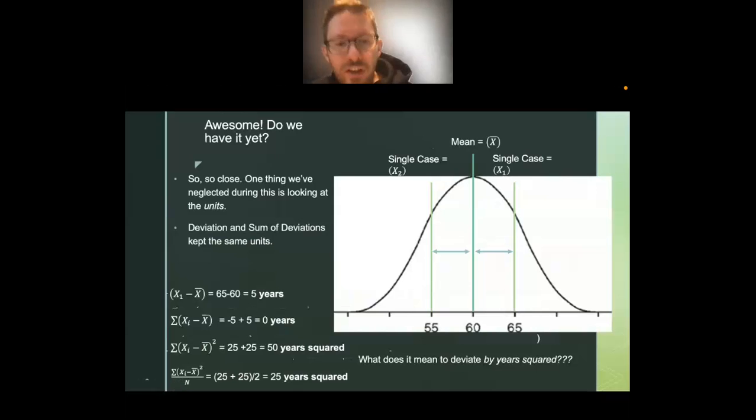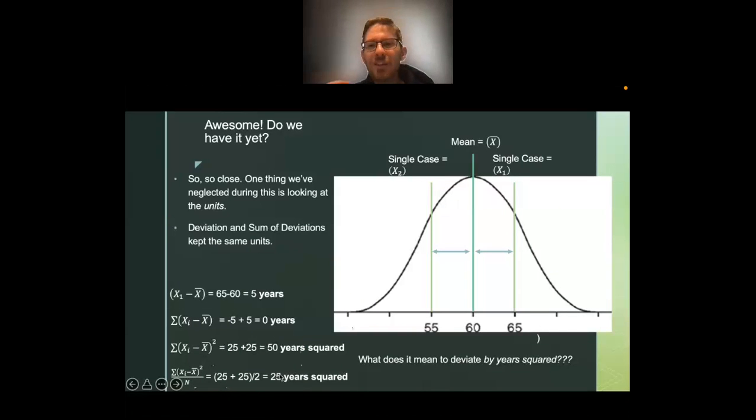However, one thing we've neglected so far is looking at the units. Deviation and the sum of deviations keep the units. This is something we haven't been talking about, but when we've done x1 minus x bar, we should have been saying that is a difference of 5 years. That's what I mean by unit. When we do the sum, it's 0 years. When we do the sum of squares, it's 50 years squared. And when we do the variance, it's 25 years squared.